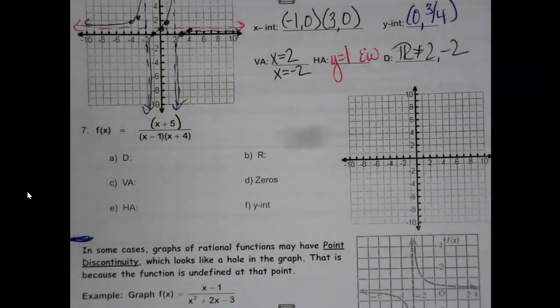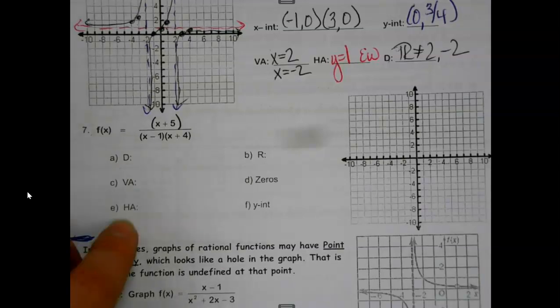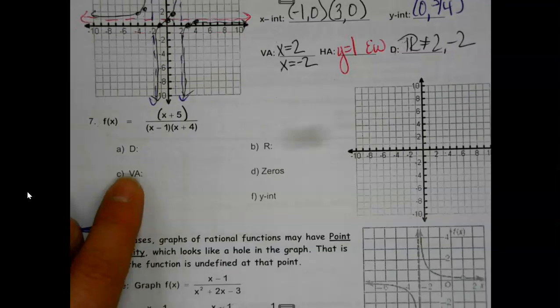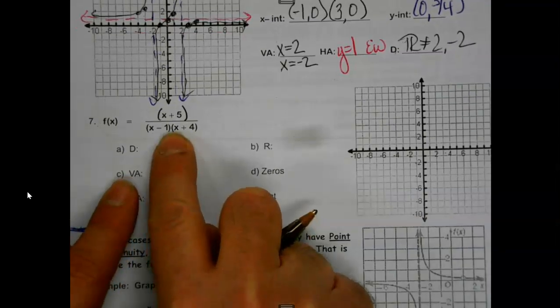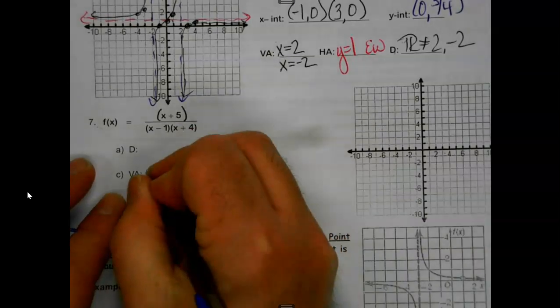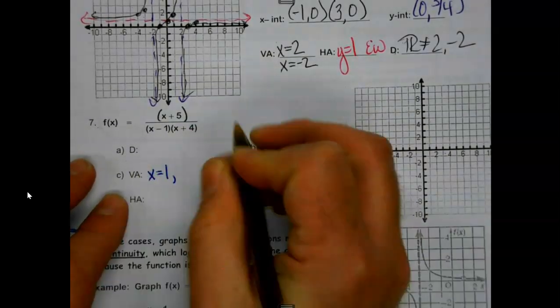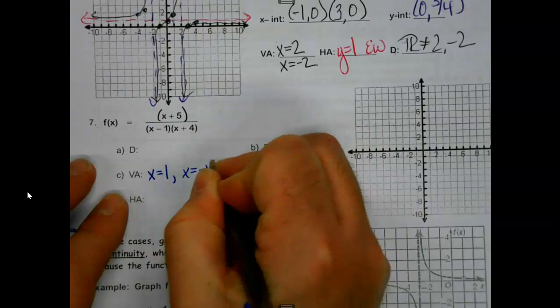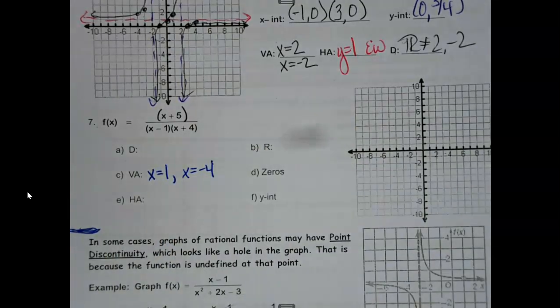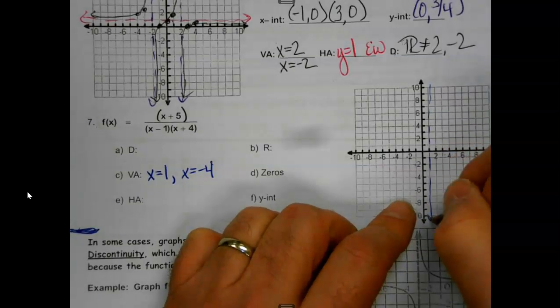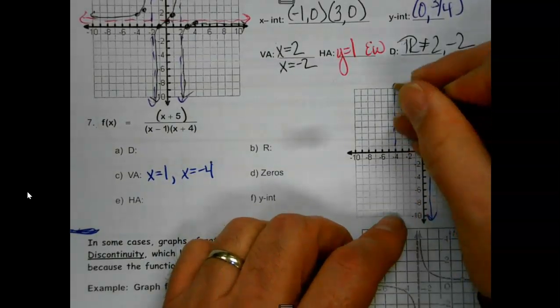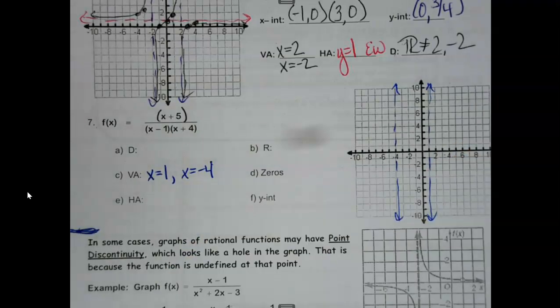So you're like, all right, Hardy, why'd you put domain and range first? I don't know, messing with you again. Let's do the asymptotes first. So vertical asymptote, denominator equal to 0. So I get 1, I get negative 4. So we have 2 again. Horizontal.